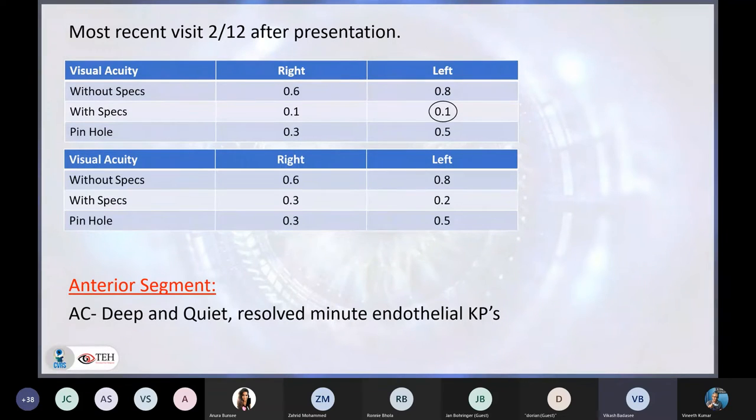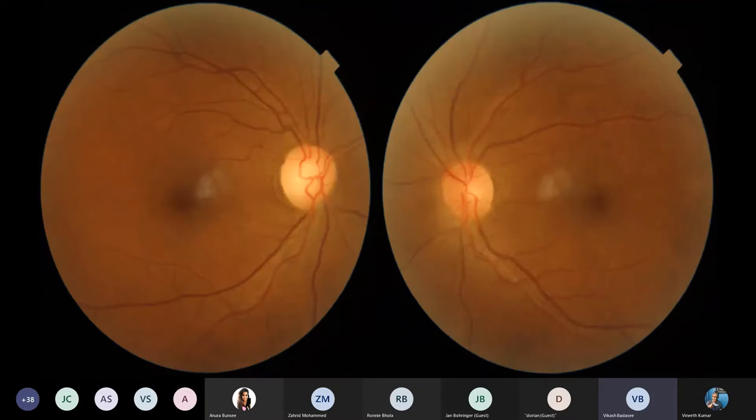And in her most recent visit, which was 2 months after presentation, we see that her visual acuity was better, with her spectacles being 0.1 on the left when compared to 2 months prior, where it was 0.2. And she also noted that her vision was much better. Examination findings on slit lamp: her anterior segment was now deep and quiet. There was disappearance of the anterior chamber cells, and the endothelial KPs, the keratic precipitates, were resolved.